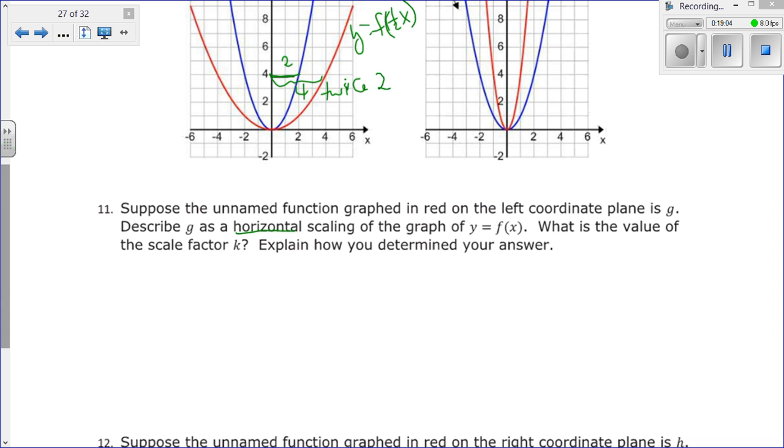So we're still going to have our function g of x. This time it's going to be f of 1/2 x. K is actually going to be still 2.